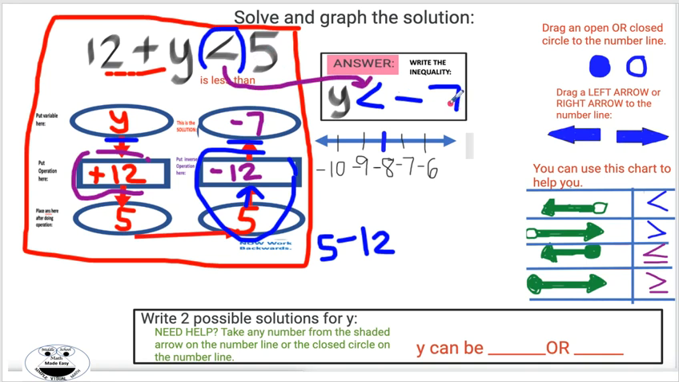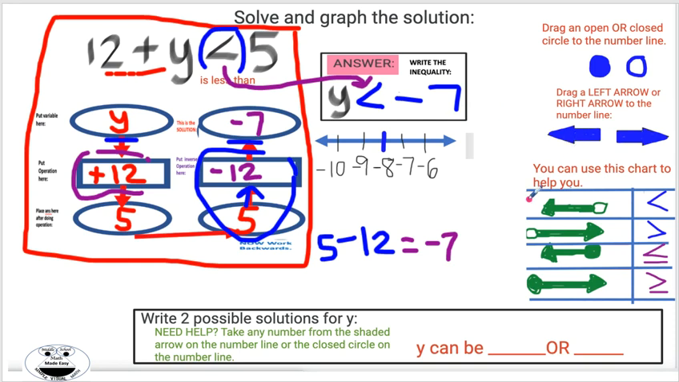There are times when we have to switch the symbol, but we are not going to do that in this example. So let me just write this here from before. So what we're going to do now is we're going to use an open or closed circle, and then we're going to shade to the right or to the left.